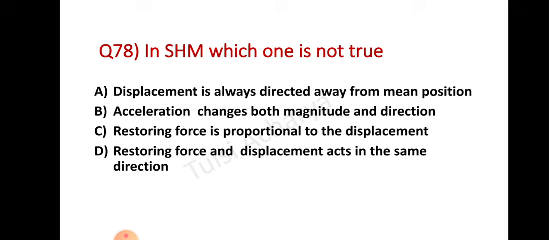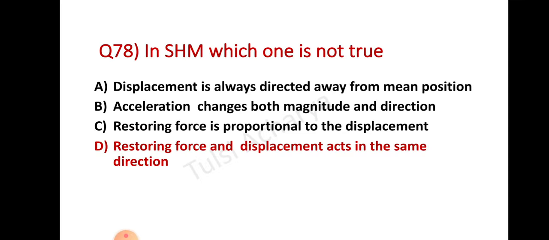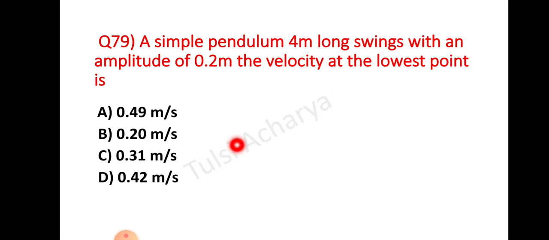In simple harmonic motion, which one is not true? We know that in simple harmonic motion, displacement is always directed away from the mean position. This is true. Acceleration changes in both magnitude and direction. This is also true. Restoring force is proportional to the displacement. This is also true. Restoring force and displacement act in the same direction. This is false because they act in opposite directions. So option choice D is the correct one for question number 78. Now let's move to question number 79.